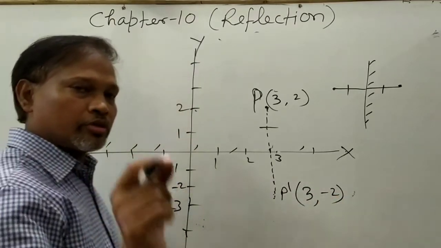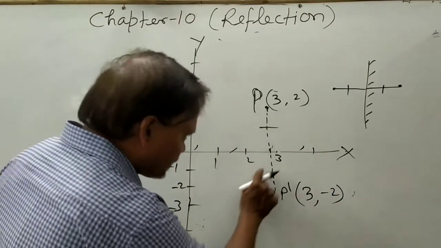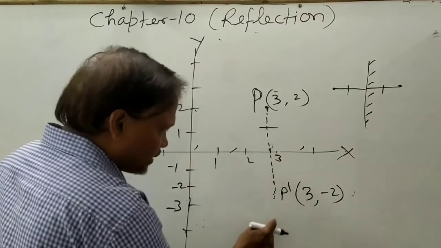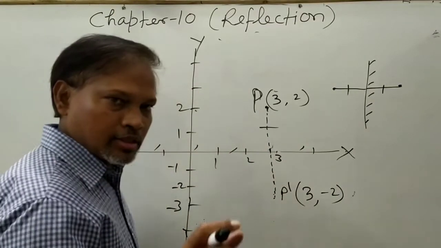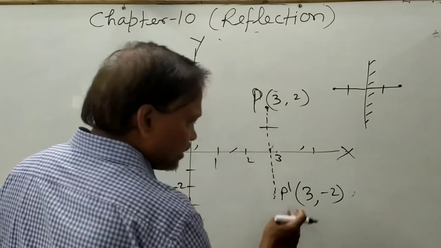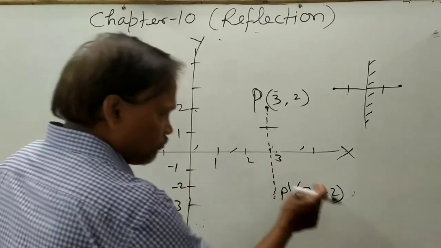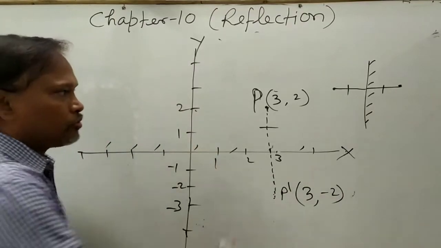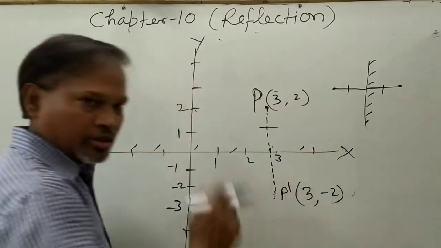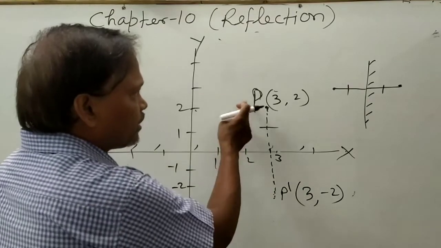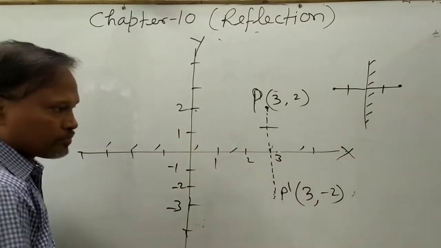Why? Because of quadrant. क्योंकि ये first quadrant है, ये fourth quadrant, and I have told that in the fourth quadrant the value of y is negative. तो जो वैल्यू ऑफ y यहाँ पॉजिटिव थी वो नेगेटिव. तो बाय दिस वे यू कैन गेट द रिफ्लेक्शन.